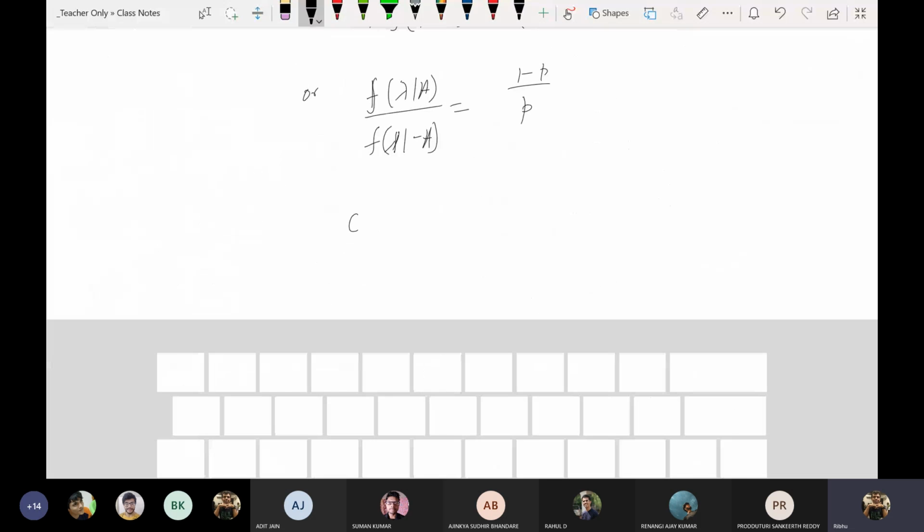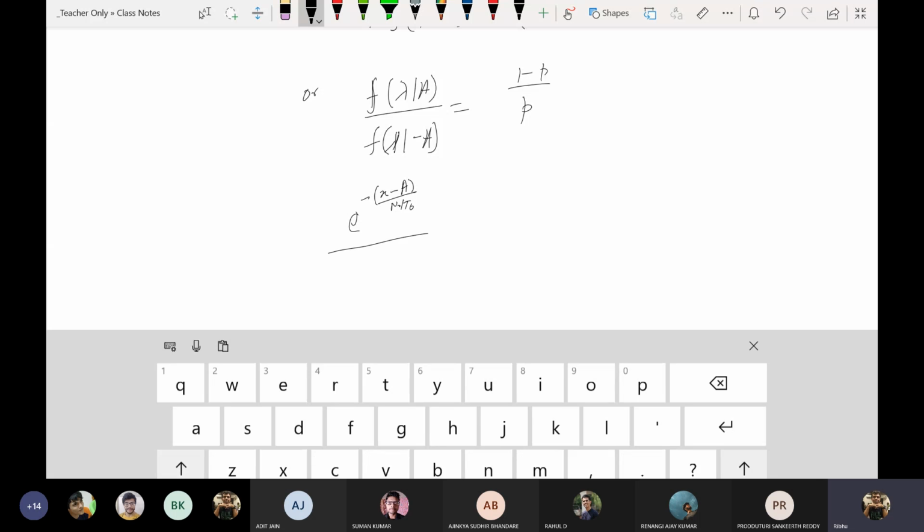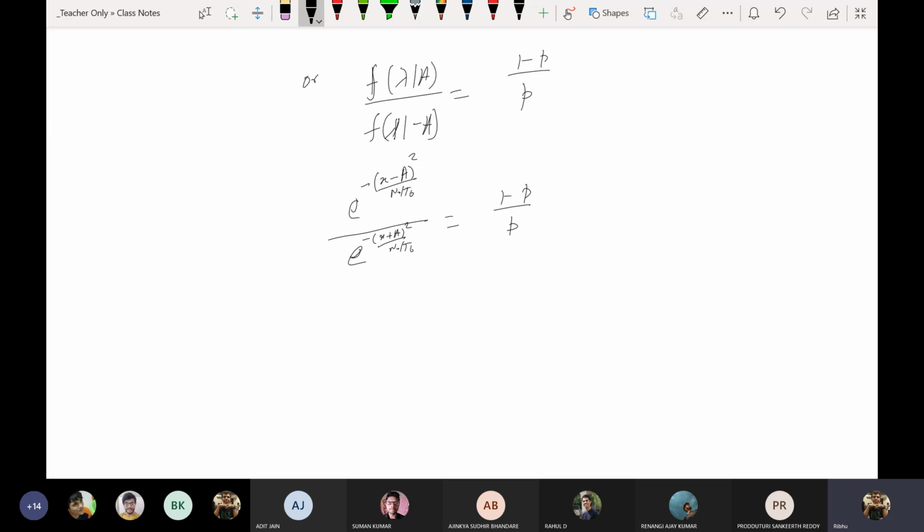So we are left with e to the power of minus lambda minus a whole square divided by N naught Tb, divided by e to the power minus lambda plus a whole square in the whole square denominator and N naught Tb. These terms agree or this is okay? Sir, is that lambda? Yeah, it should be lambda instead of x. Fine.